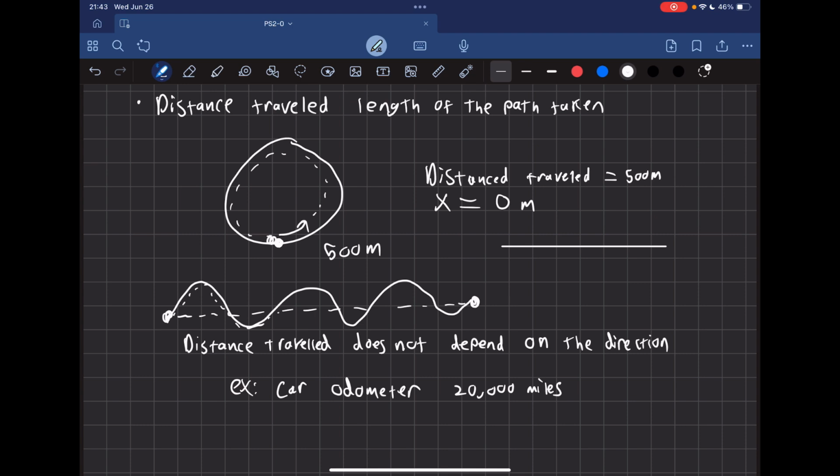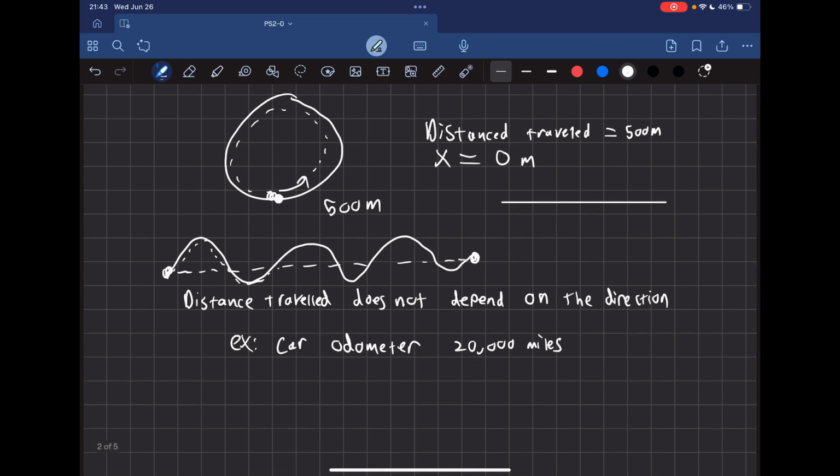Now, one thing we should specify is that distance traveled doesn't depend on the direction. And that makes sense if you think about your car's odometer. So in your car, you have something that measures how far the car has traveled. That's distance traveled. And let's say your car's odometer is reading 20,000 miles. It wouldn't make sense for this car's odometer to say it's a positive 20,000 miles or a negative 20,000 miles. That doesn't even make sense. It's just that you've traveled 20,000 miles total. The direction is not important.